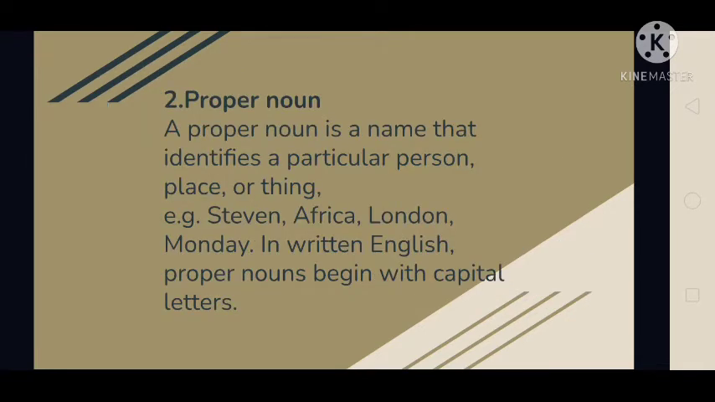Number two, proper noun. A proper noun is a name that identifies a particular person, place, or thing. Example, Stephen, Africa, London. Stephen is the name of a particular person, not a name of a group of persons. Africa is the name of a particular continent. London is the name of a particular place. Monday is the name of a particular day. So that is a proper noun. In written English, a proper noun begins with a capital letter because a proper noun stands for an identification of a particular place, thing, or person.